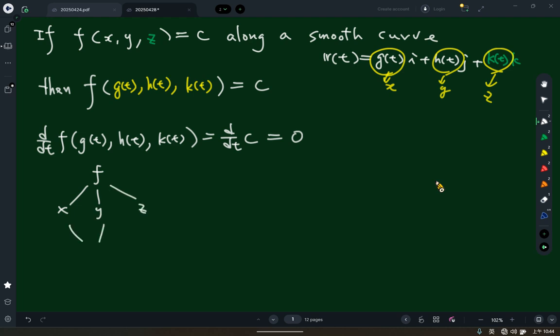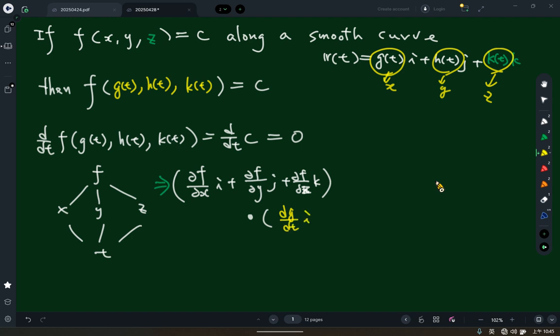By the tree diagram, we can know f is determined by x, y, and z. Then x, y, z is determined by t. So based on this, we can get partial f partial x i plus partial f partial y j plus partial f partial z k, inner product with dg over dt i plus dh over dt j plus dk over dt k, is 0.